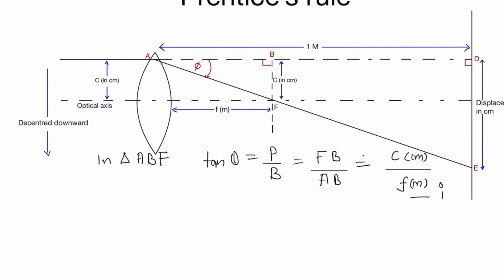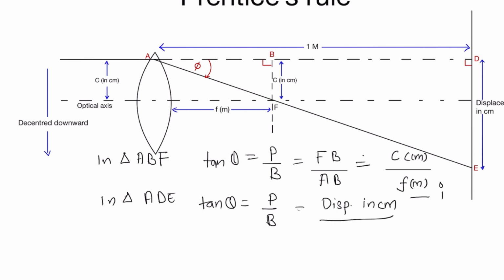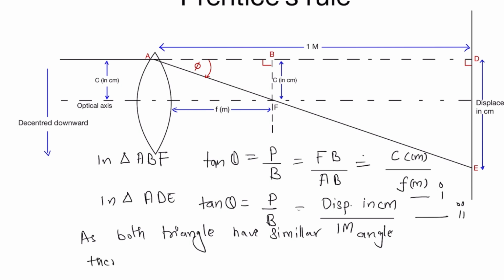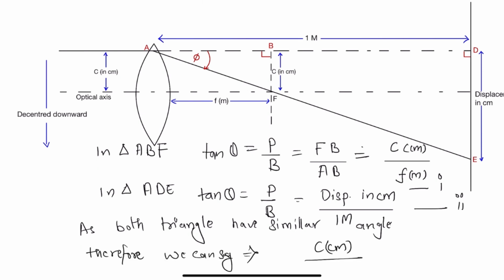Next we're going to take triangle ADE. In this triangle, tan theta is again perpendicular by base. The perpendicular is the displacement in centimeter, divided by the screen distance from the lens, which is 1 meter for us. This is equation 2. As both triangles have similar angles, we can say c centimeter by F meter is equal to displacement in centimeter divided by 1 meter.